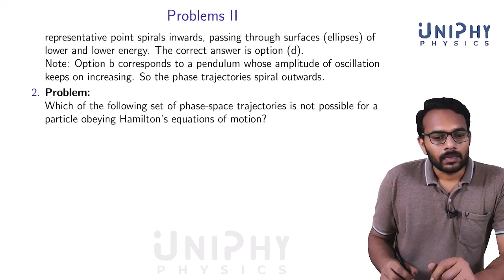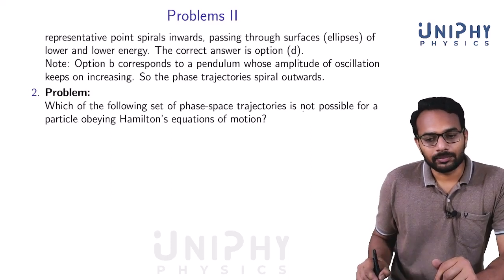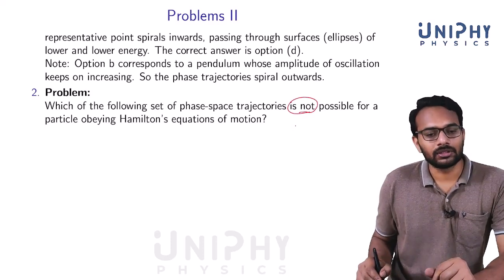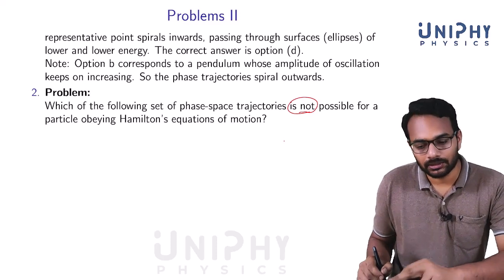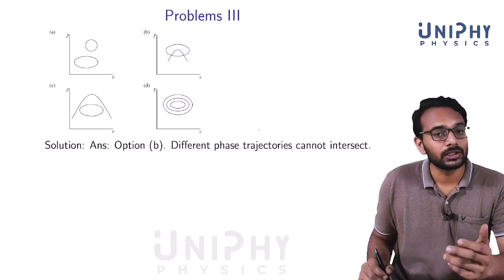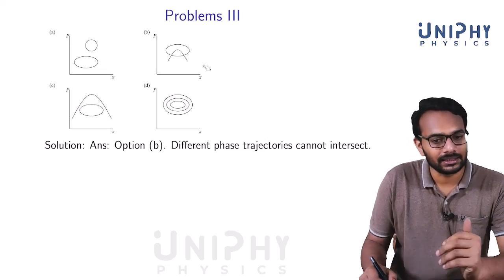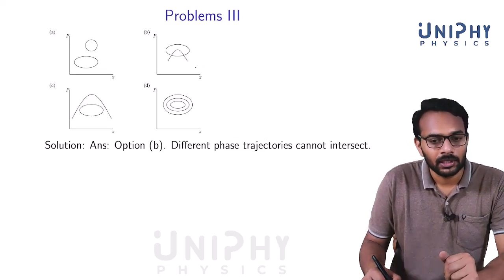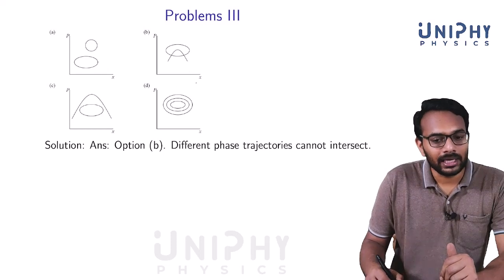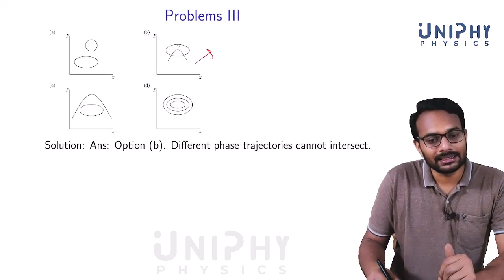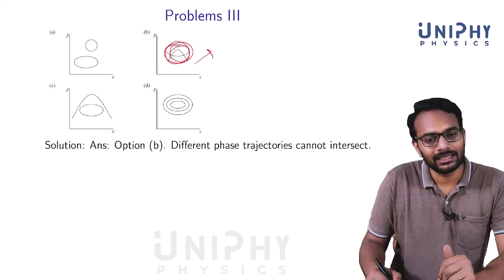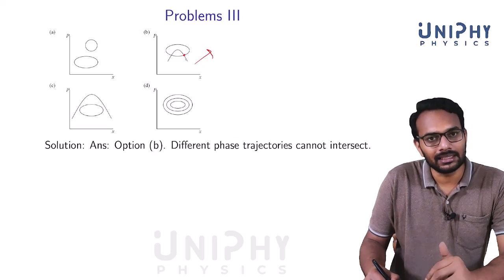Which of the following set of phase space trajectories is not possible for a particle obeying Hamilton's equations of motion? These are the options. This also was a previous year NET question. I just took it directly out of the question paper. We see that for this case, the different trajectories are intersecting. So at this point, it's not clear which way the evolution is. There's no unique evolution in this case. So this is not possible.